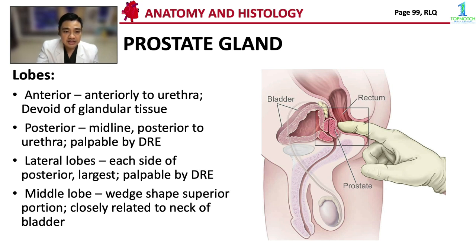So, nasaan yun in the diagram? Ang nakita lang natin sa picture would be the anterior and the posterior. Yung left and right could not be seen from this cut, pero dito ma-appreciate natin yung middle lobe. The middle lobe is the wedge-shaped part in close relationship to your bladder neck here. Okay?